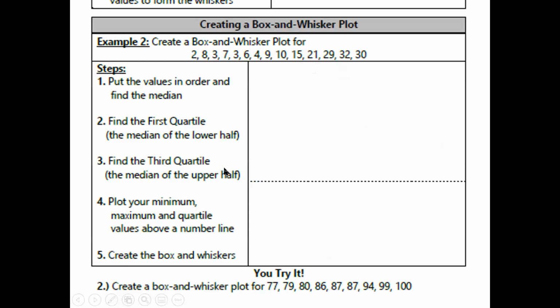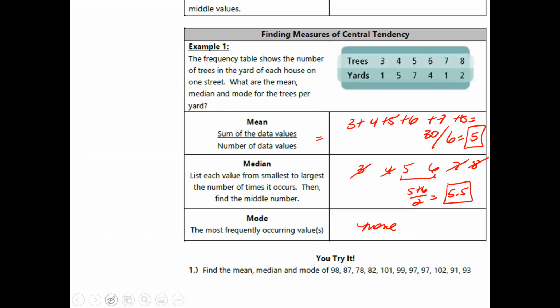So next, I'll have you guys try working on this question right here. Find the mean, median, and mode of the following test scores.